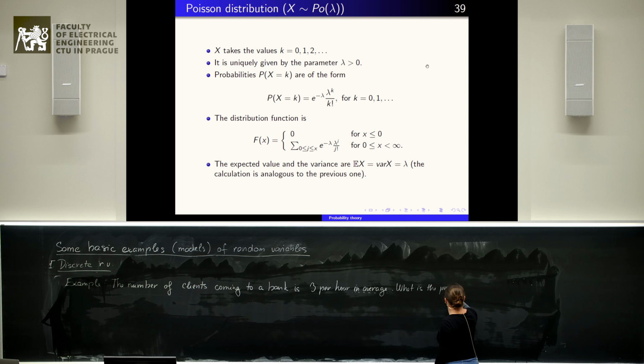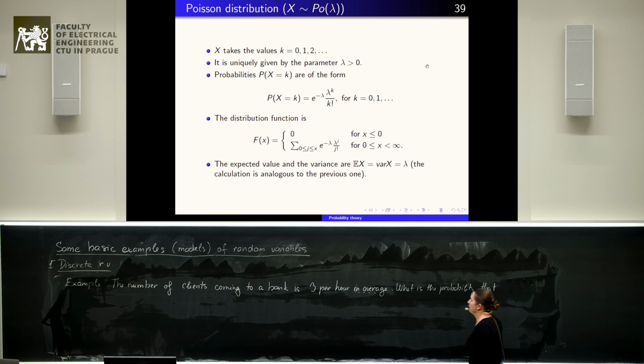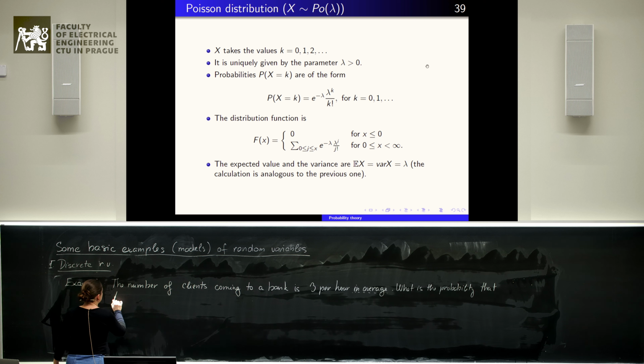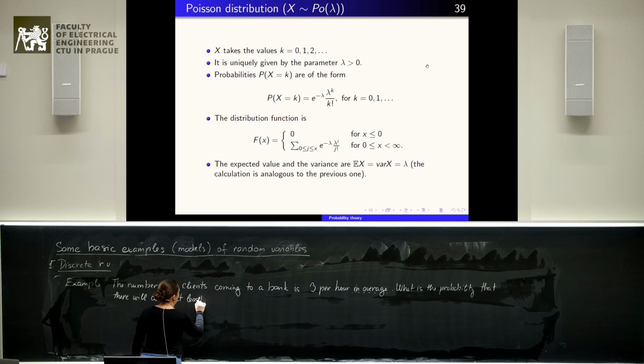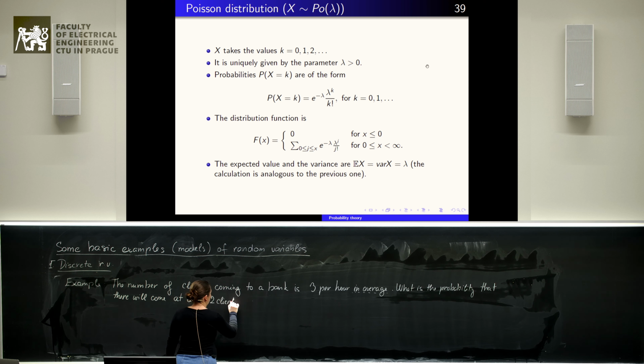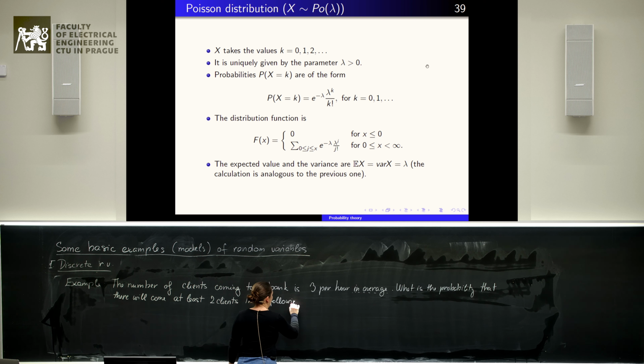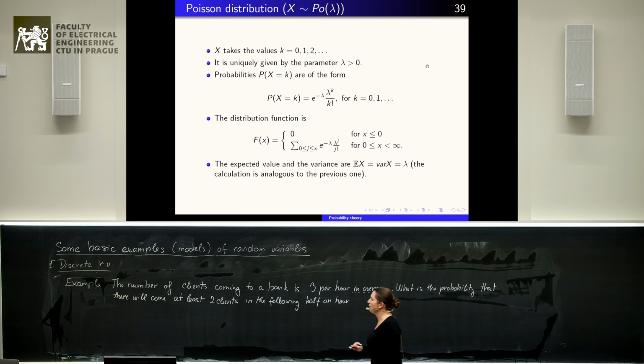What is the probability that there will come at least 2 clients in the following half an hour? So, how to solve such an example?